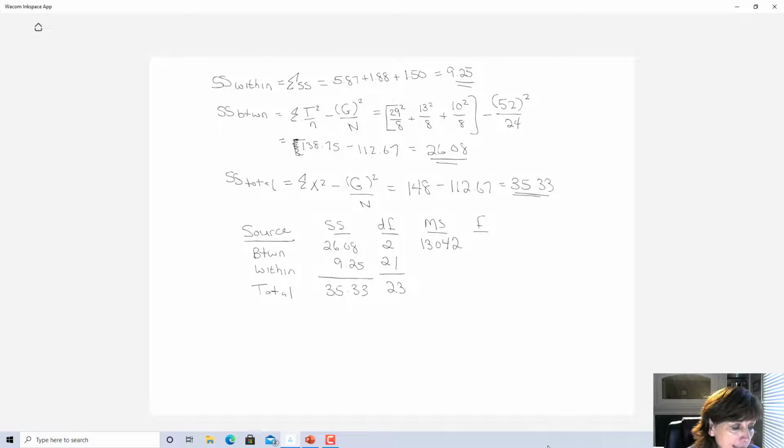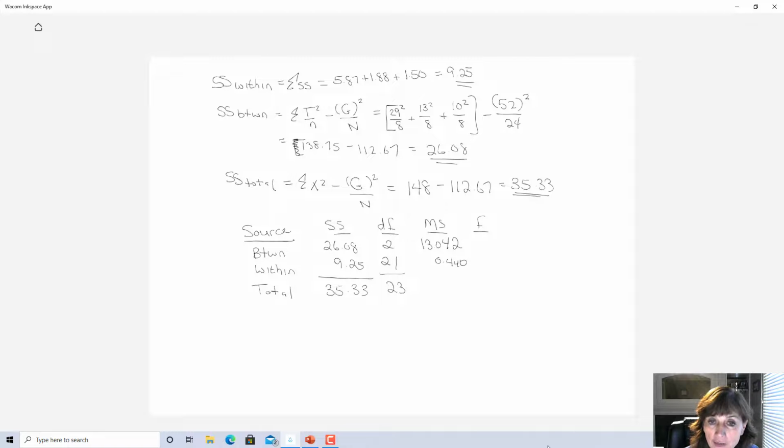We're going to do the same thing for our sum of squares within treatments. We're going to take that and divide by our degrees of freedom within treatments to get our mean squared within. So to do that, we take 9.25, divide by 21, and we're going to get 0.440. Okay, so what we're then going to do is take our mean squared between divided by our mean squared within to get F.